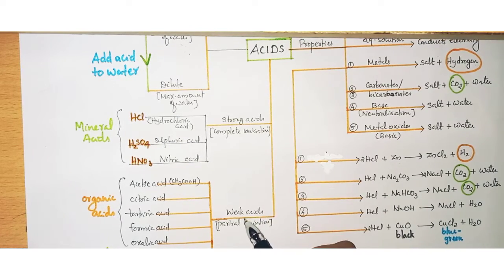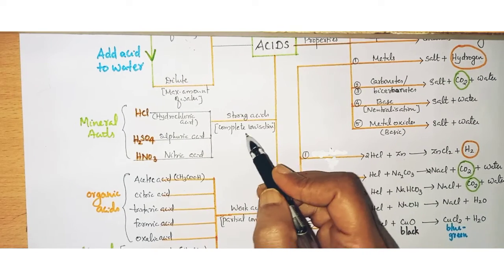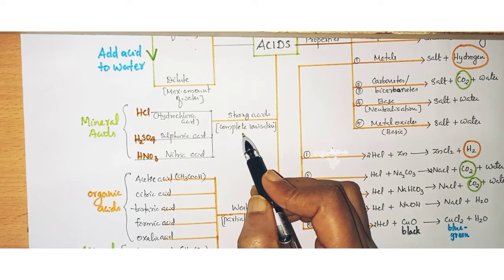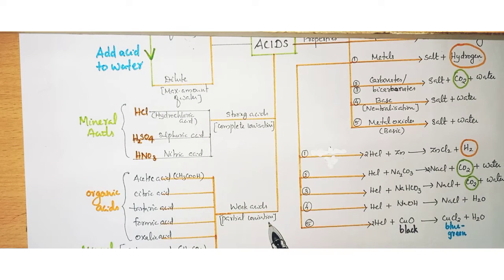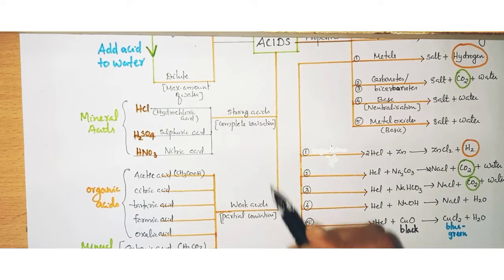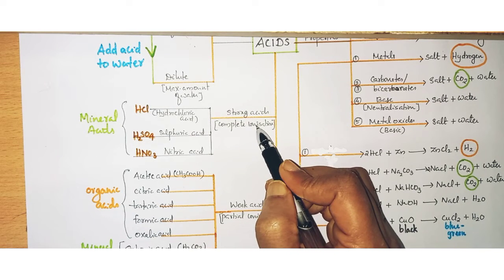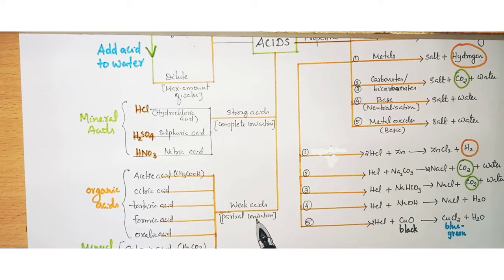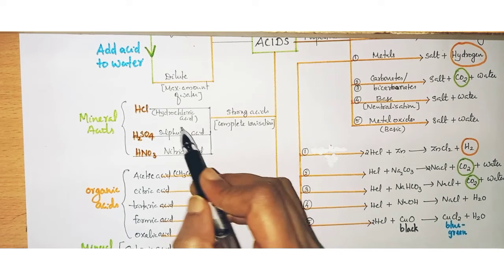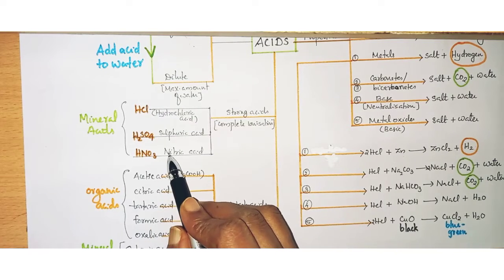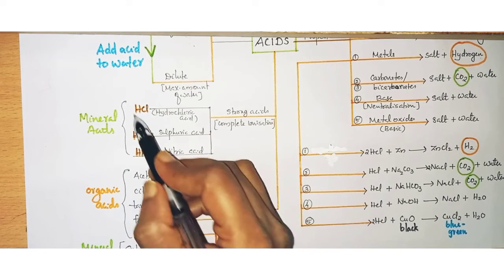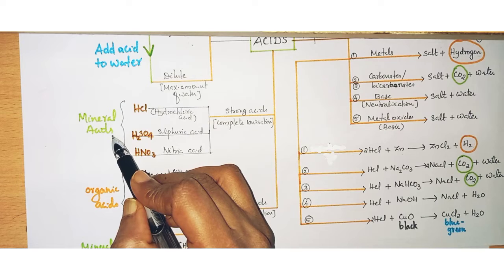Then acids can be classified into two, that is strong acids and weak acids. In strong acids we will see complete ionization takes place, but in weak acid partial ionization takes place. So more ions are produced in the case of strong acids, fewer ions are produced in weak acids. Strong acid examples: hydrochloric acid HCl, sulfuric acid H2SO4, HNO3 nitric acid. So these acids are mineral acids also, that is they are from mineral origin.